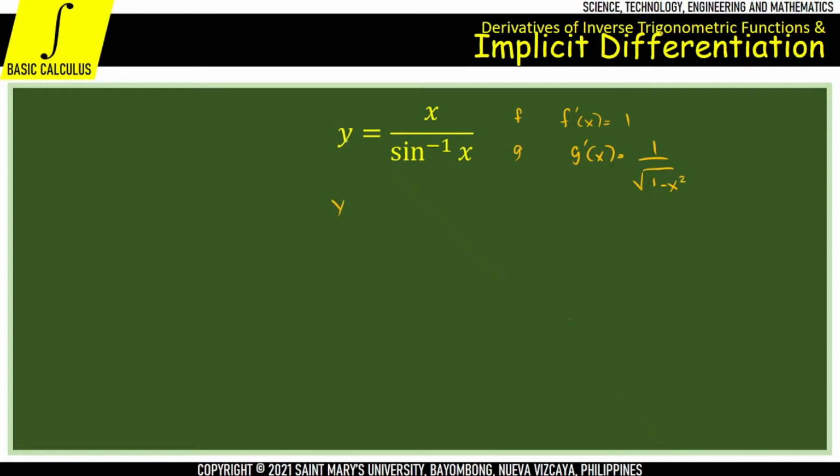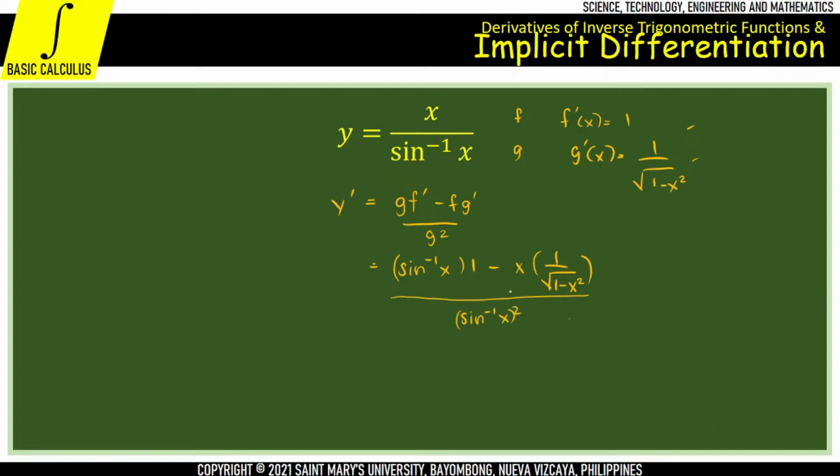Next, evaluate then the derivative of y, which is equal to, we use the quotient rule, g f prime minus f g prime all over g squared. Next, substituting our given, we have g which is equal to the inverse sine of x multiplied by the derivative of the numerator, which is equal to 1, minus the numerator, which is x, multiplied by the derivative of the denominator, which is 1 all over the square root of 1 minus x squared, all over the denominator, which is the inverse sine of x squared.